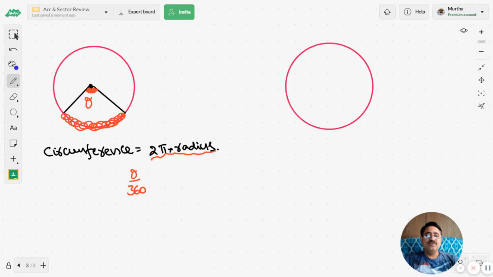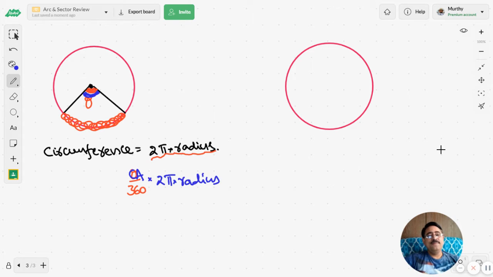Please notice that if you are taking the whole thing, that is called the circumference, and we are taking a part of the circumference. You know that a part of a whole is a fraction. The fraction is the central angle over 360, times the same formula, 2 times pi times radius.